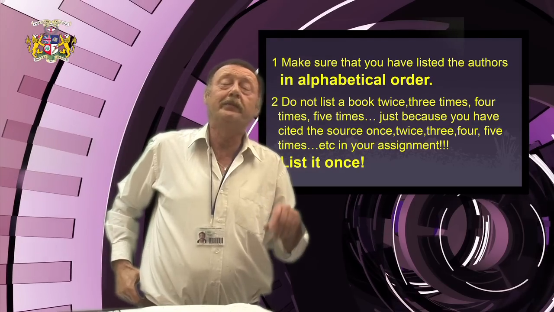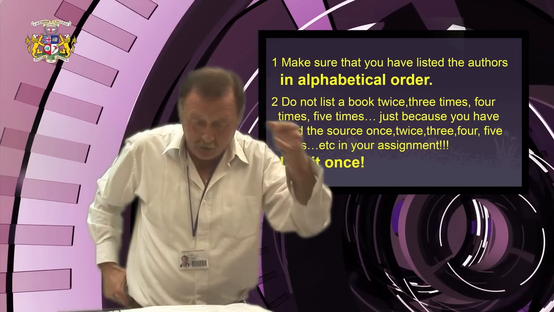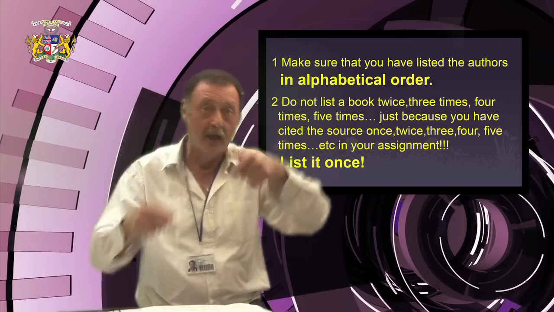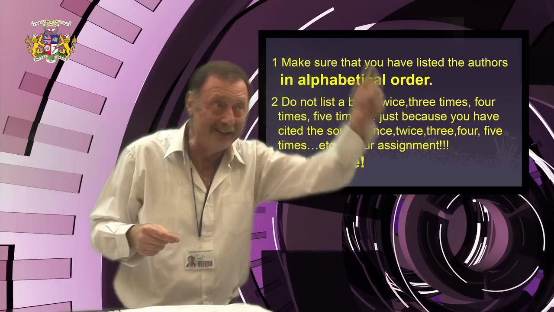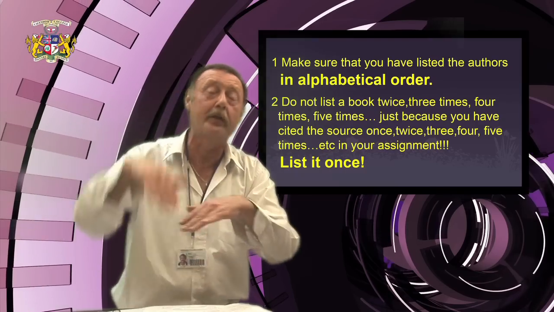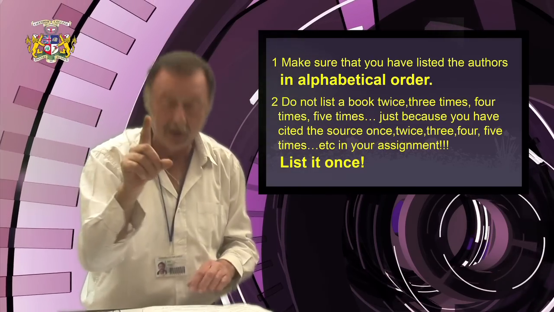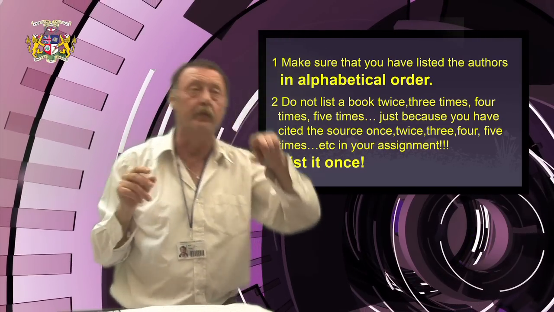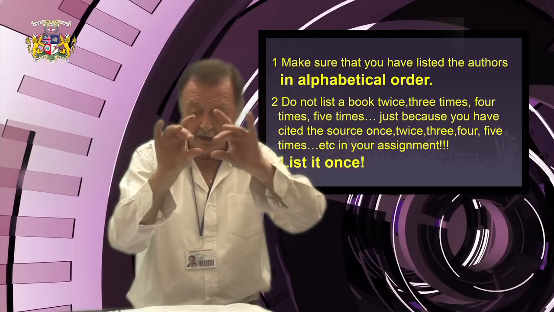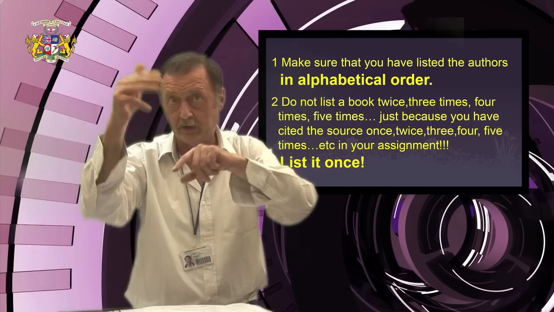Secondly, I've seen this a few times, it makes me laugh. Do not list a book twice, three times, four times, five times, just because you cited the source once, twice, three times, ten times in your assignment. Excuse me. List it once. You can't create a huge reference list with just one book alone. I've seen that a lot of times. So don't do that. In your main assignment you can put different pages, whatever you want to do, but if it's one book, you refer to it only once, unless it's a second, third, or fourth edition. Then you do so.